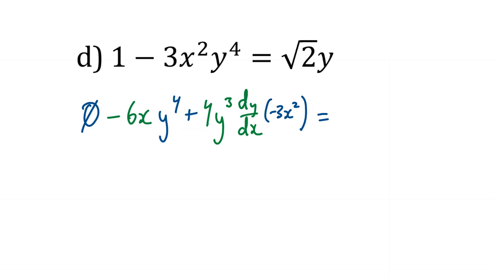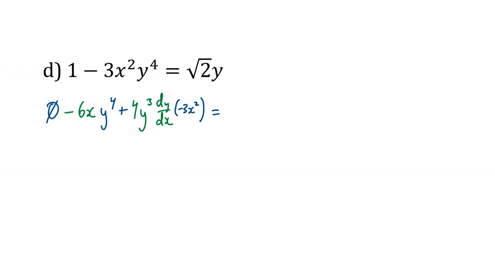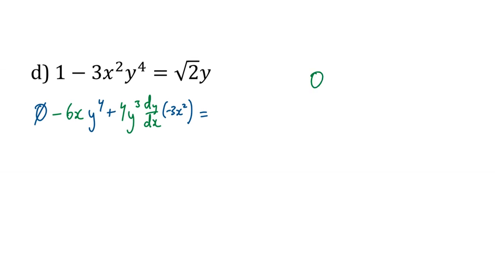Sometimes these negatives can cause people problems. Because this is product rule again. So is your product 3x squared times y to the 4, or is your product negative 3x squared times y to the 4? Well, it could be either, actually. So what I did was negative 3x squared, and that's why I have negative 3x squared there. But I could, in a way, factor out the negative, and this would instead be 0 minus 6x y to the 4th plus 4y cubed dy by dx times 3x squared.